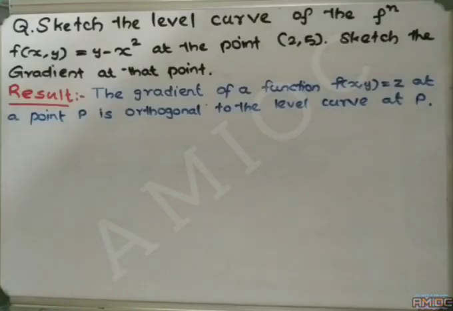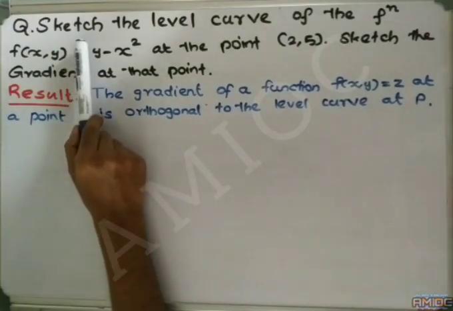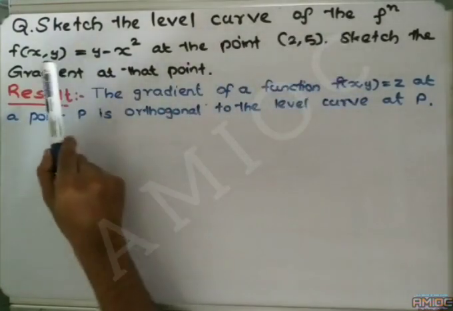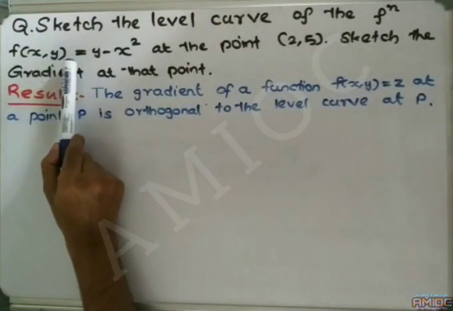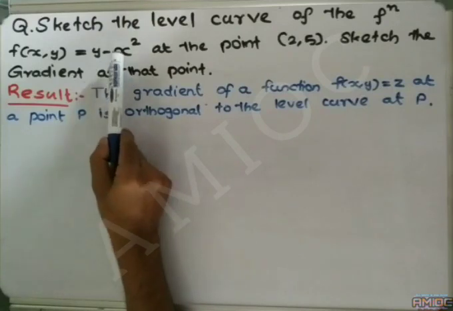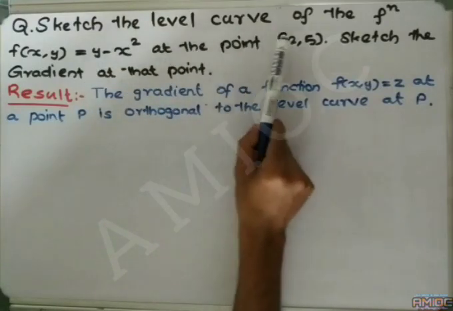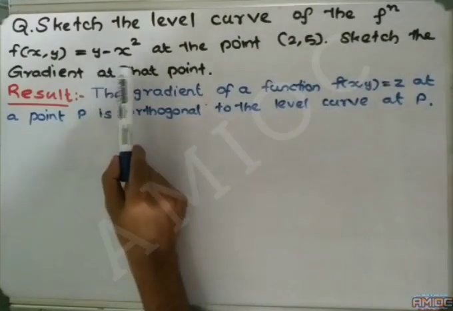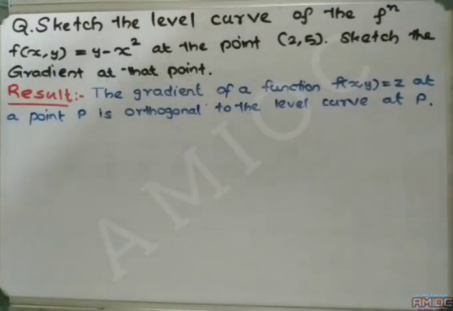Hi friends, welcome all. In this video, we are going to discuss a problem relating to the gradient of a function of two variables at a point. The problem is: sketch the level curve of the function f of x, y equal to y minus x square at the point (2, 5), and also sketch the gradient at that point.